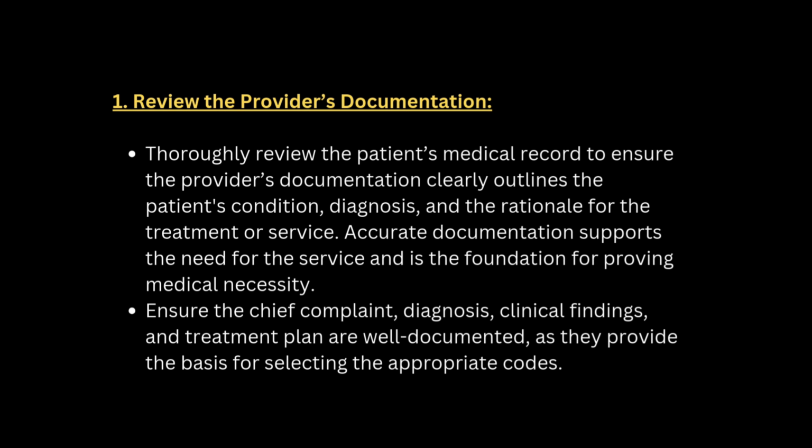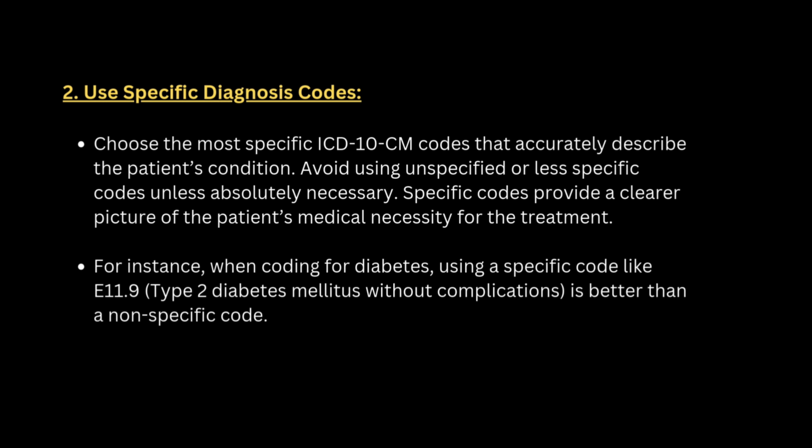The first thing a medical coder should do is review the provided documentation. We have to thoroughly review the documentation: read the patient condition, the diagnosis, the rationale, the treatment and everything very properly. Ensure the chief complaint, diagnosis, clinical findings and treatment plans are well documented, as they give a clear basis to find the code.